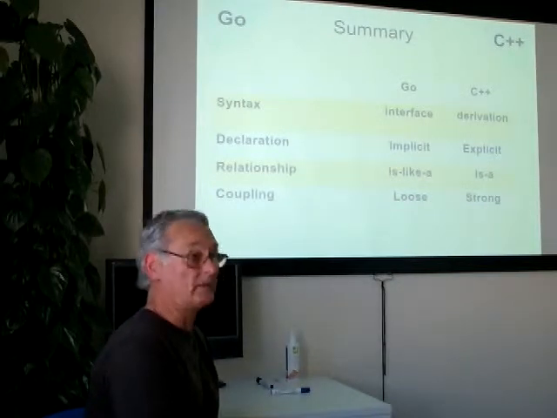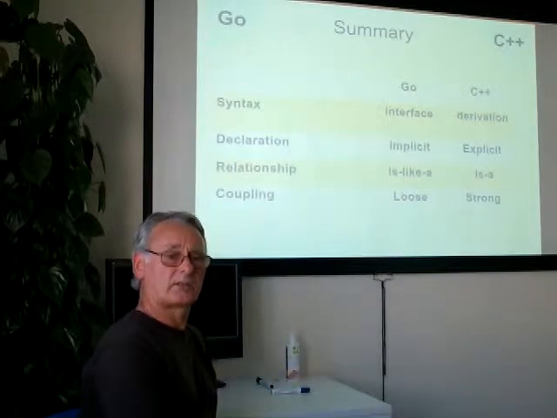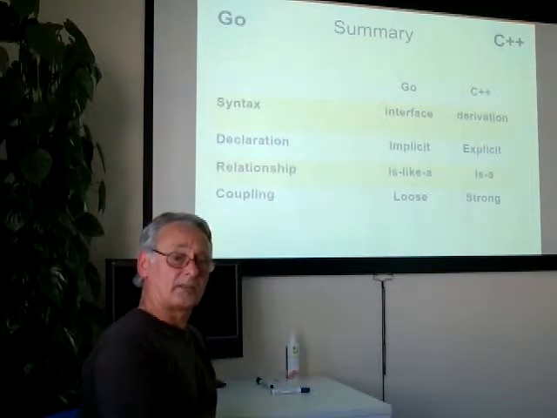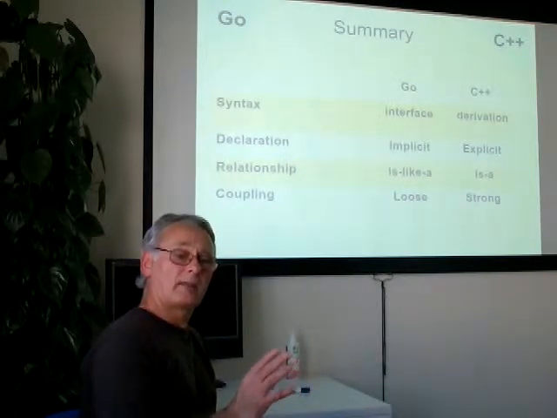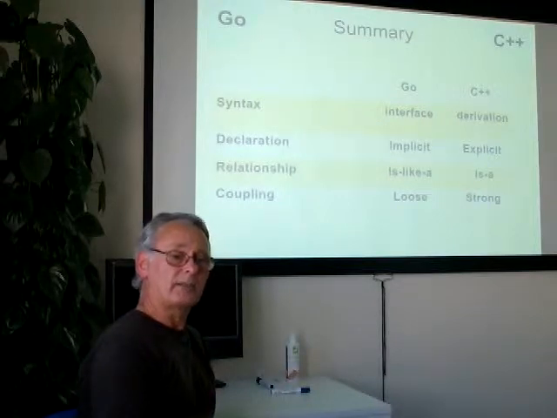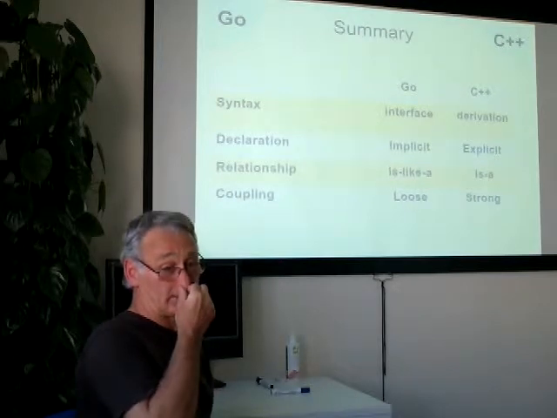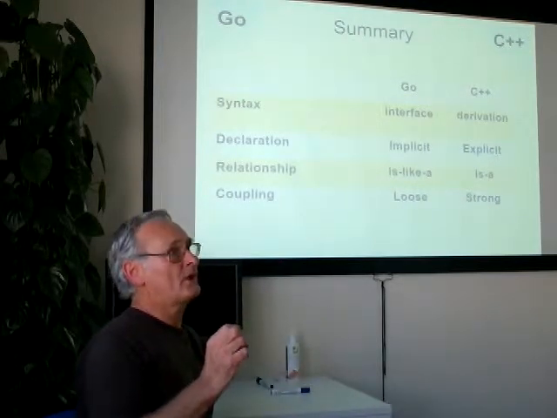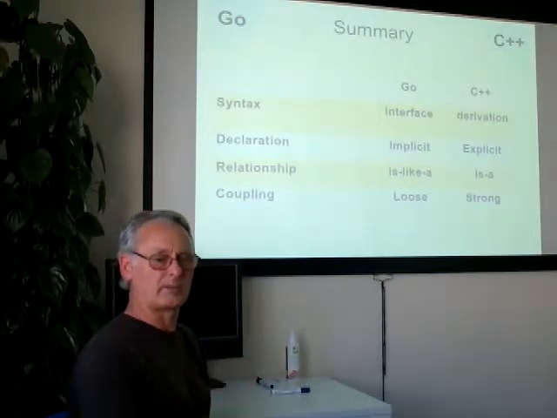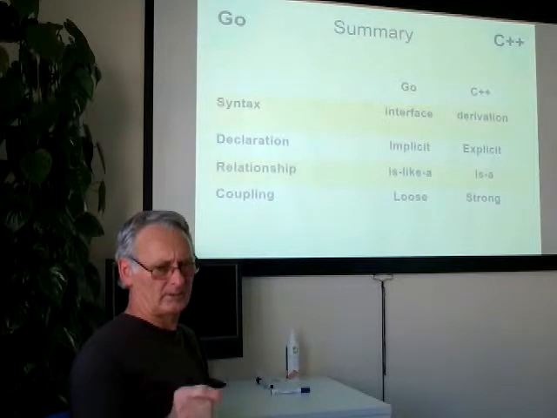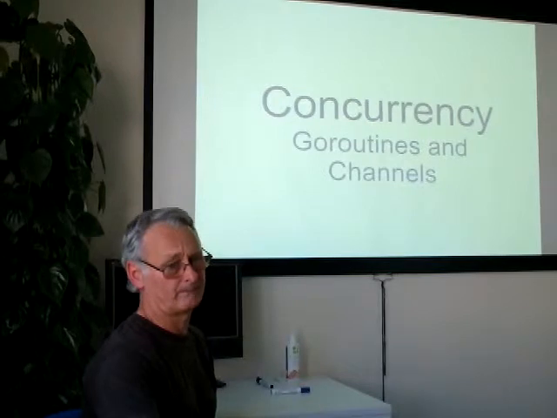So, summary, and I know this is a very high speed tour. The syntax is interface in Go, derivation in C++. In Go, the declaration is implicit. You never declare something to be derived. It's explicit in C++. And in Go, the relationship is like-a, as opposed to is-a, which is more the C++ approach. And the coupling is loose here, and much stronger in C++.